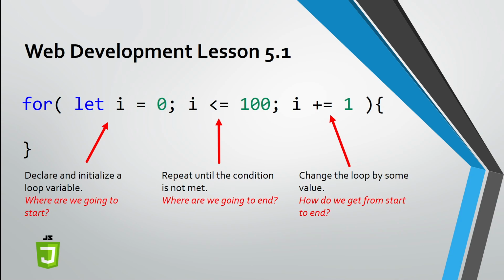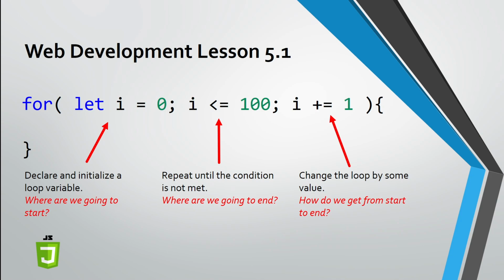The next part is a condition, similar to what you might see in an if statement, where as long as the condition is being met, we're going to perform the for loop. So in this case, as long as i is less than 100, we're going to keep executing the for loop.